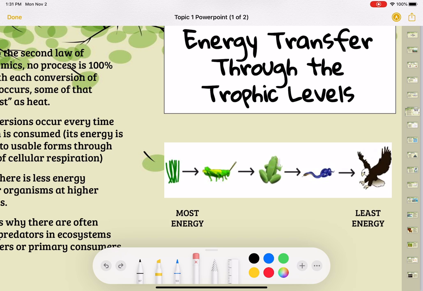So what this all means is basically, if we had at the very bottom of the food chain our plants.